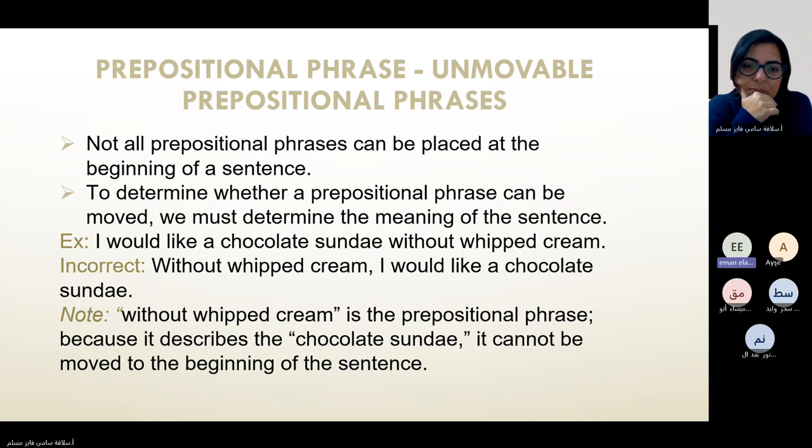Without whipped cream is the prepositional phrase because it describes the chocolate sundae. It cannot be moved to the beginning of the sentence. Okay, because it's a description of something, it should come after the word, okay? After the phrase it describes. So you cannot move this type of prepositional phrase. If it's something that describes another thing, you cannot move it to the beginning of a sentence. It has to follow the thing it describes.